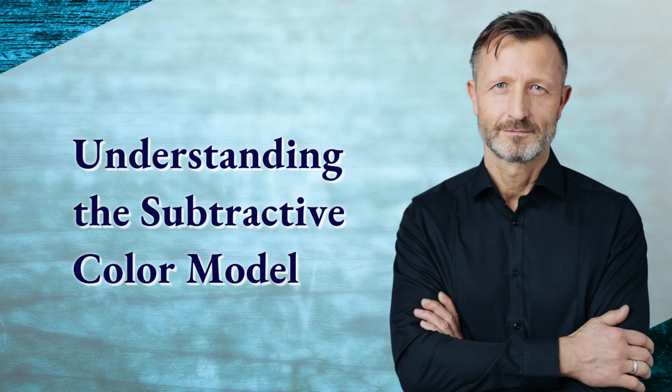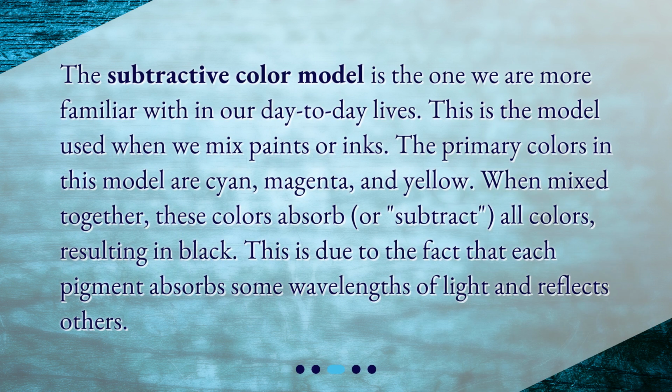Understanding the subtractive color model. The subtractive color model is the one we are more familiar with in our day-to-day lives. This is the model used when we mix paints or inks. The primary colors in this model are cyan, magenta, and yellow. When mixed together, these colors absorb or subtract all colors, resulting in black. This is due to the fact that each pigment absorbs some wavelengths of light and reflects others.